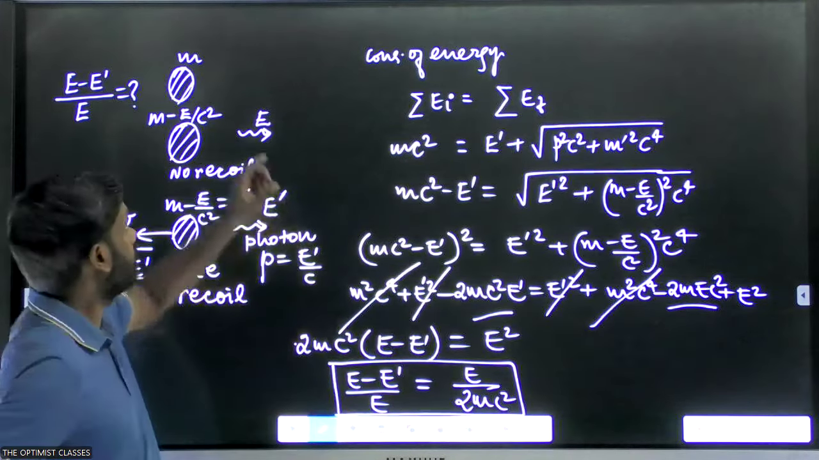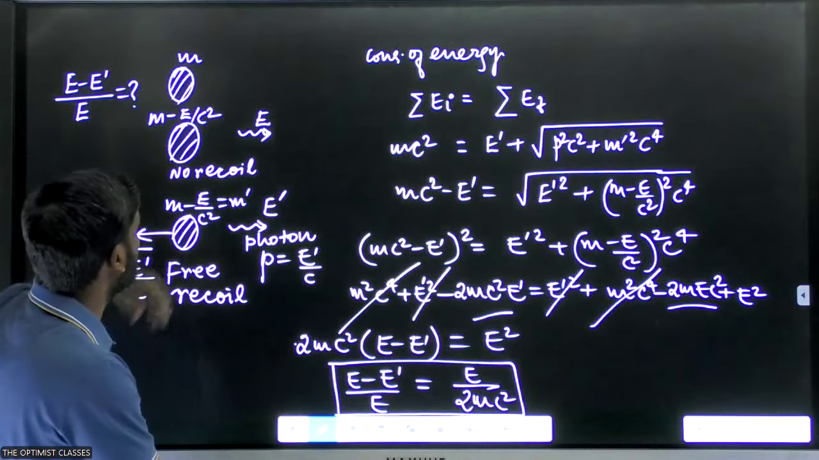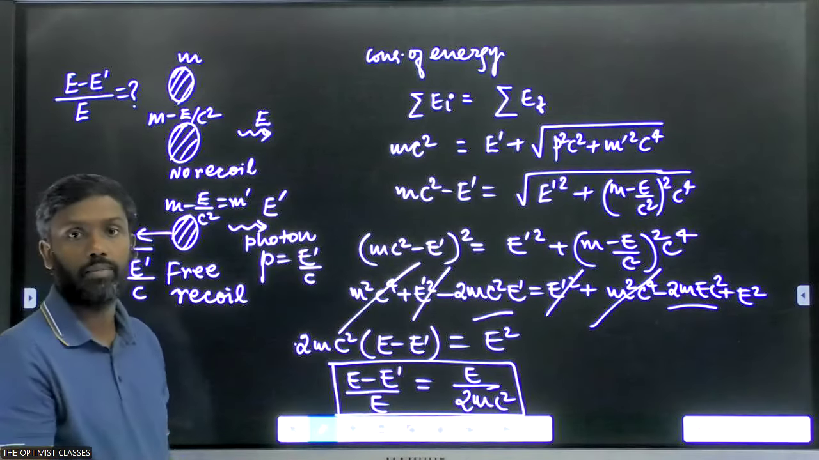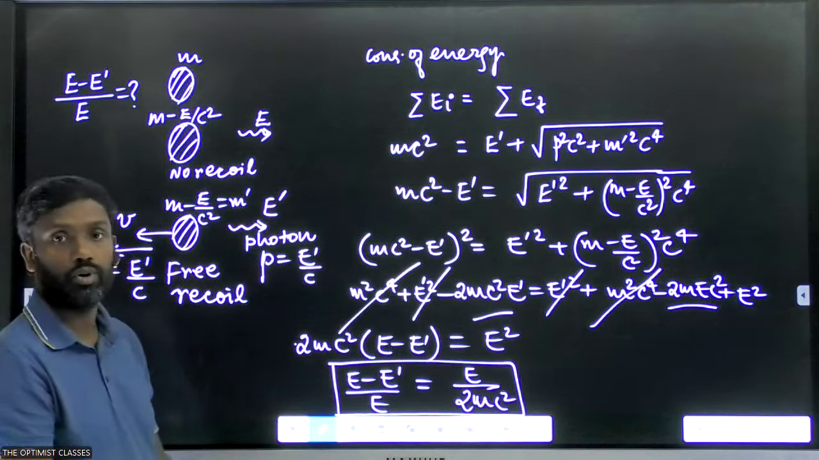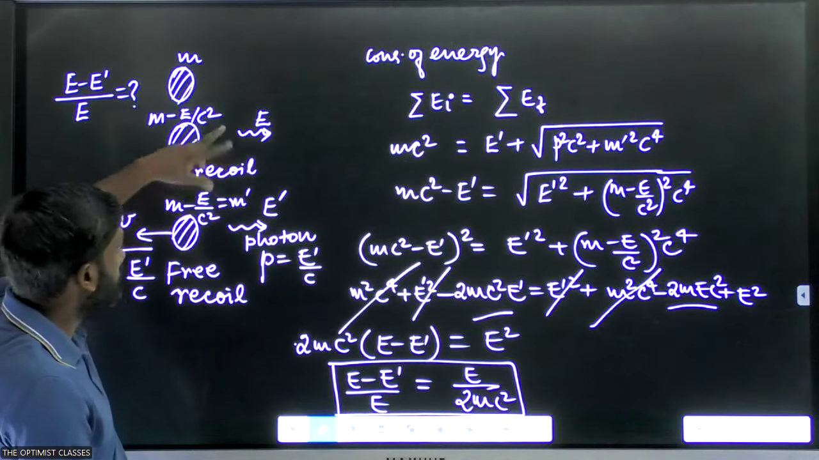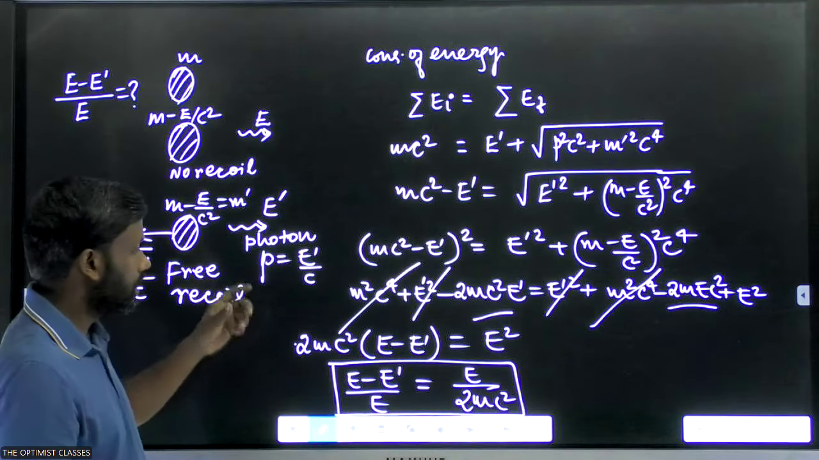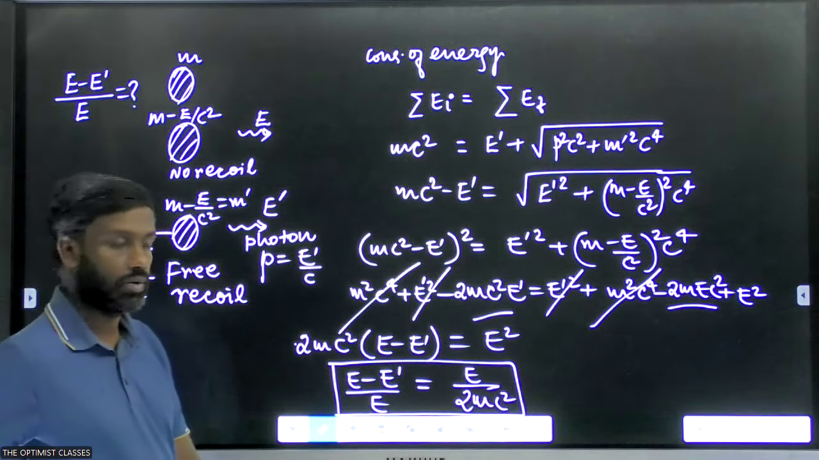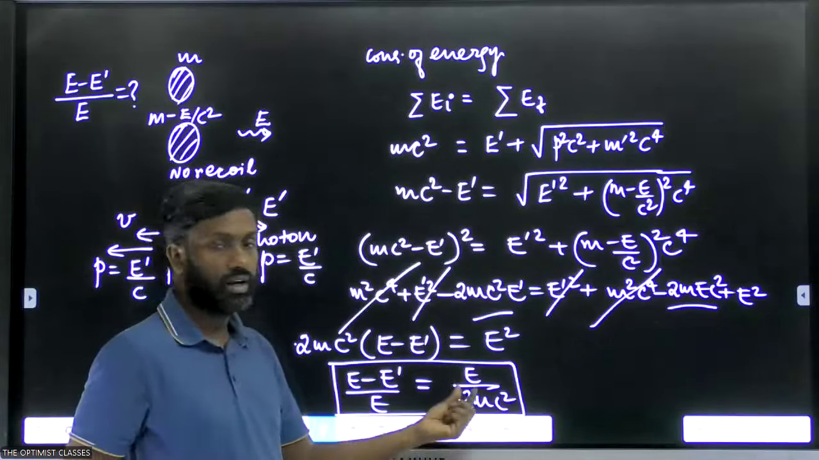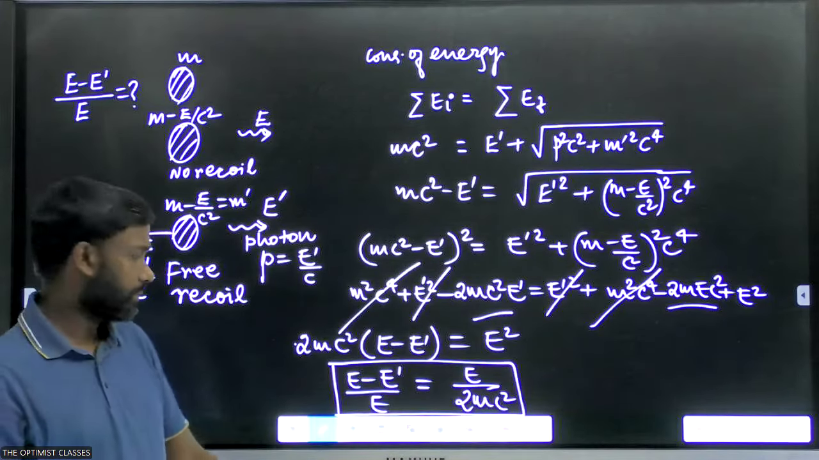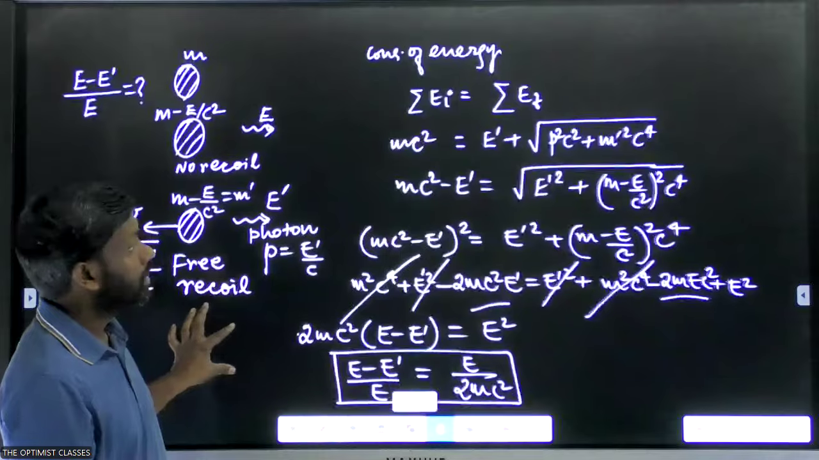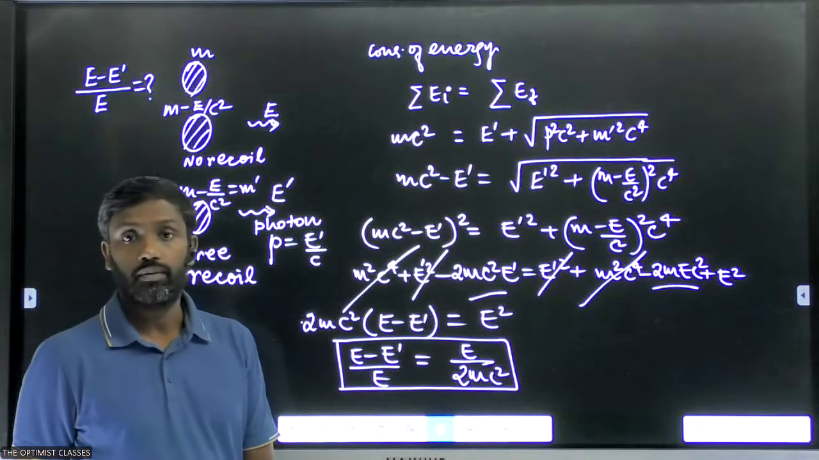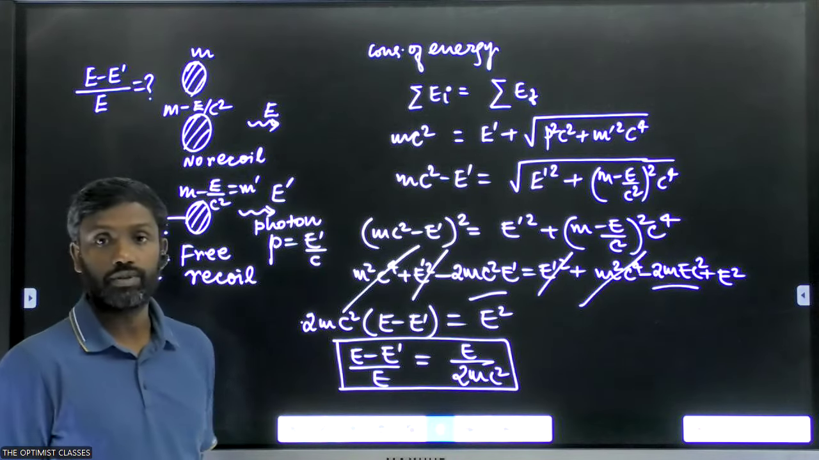Okay, so if the nucleus doesn't recoil, then it is emitting a photon of energy E. If the nucleus recoils, which generally happens, okay, so it emits a photon of energy E primed. So here, because of this recoiling, the fractional change in energy of the photon will be equal to this much, E divided by 2mc square. So this was a small application of energy momentum conservation from relativity to the concept of nuclear physics. All right.